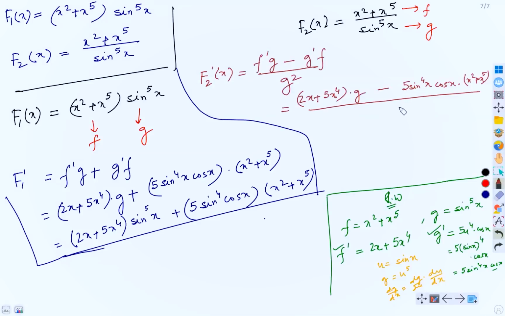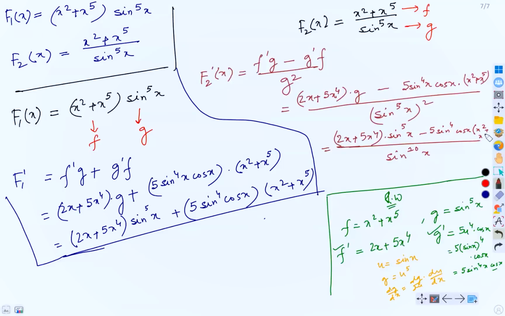Then the minus symbol, and below we have sin 5x, squared. If you simplify this, it would be sin 10x, because the indices get multiplied. In the numerator you just have to substitute the values, that's all. It is finished now: (2x + 5x^4) times g of x, which is sin 5x, minus 5 sin^4 x cosine x times (x^2 + x^5). I am just substituting the values; we have very little space here.